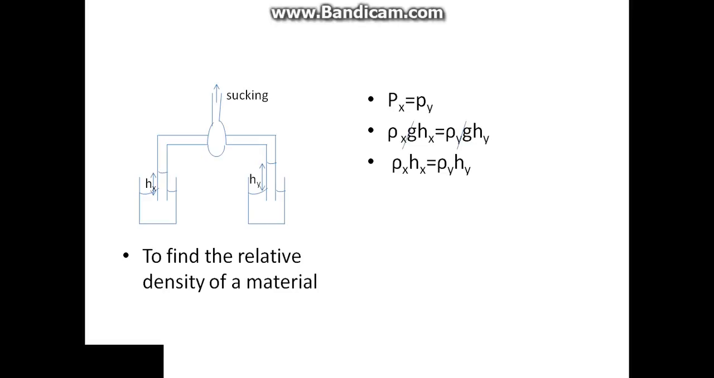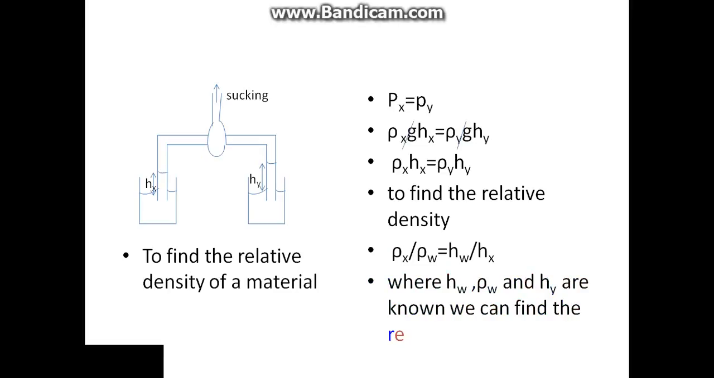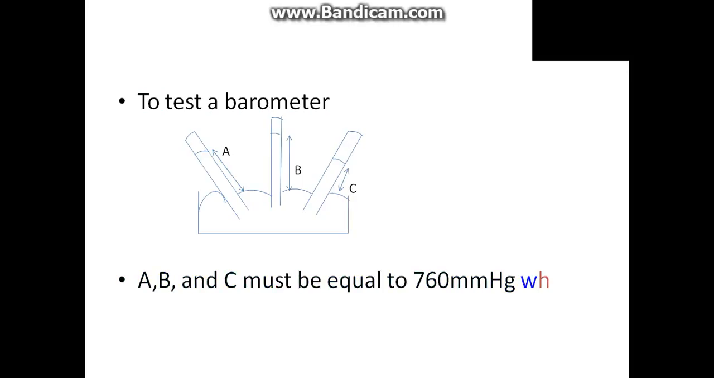To find the relative density, rho s over rho w equals hw over hx, where hw, rho w, and hy are known. We can find the relative density of rho x. To test a barometer, the diagram A, B, and C must be equal to 760 mm mercury when tilted like that. Now it's time for revision examples.